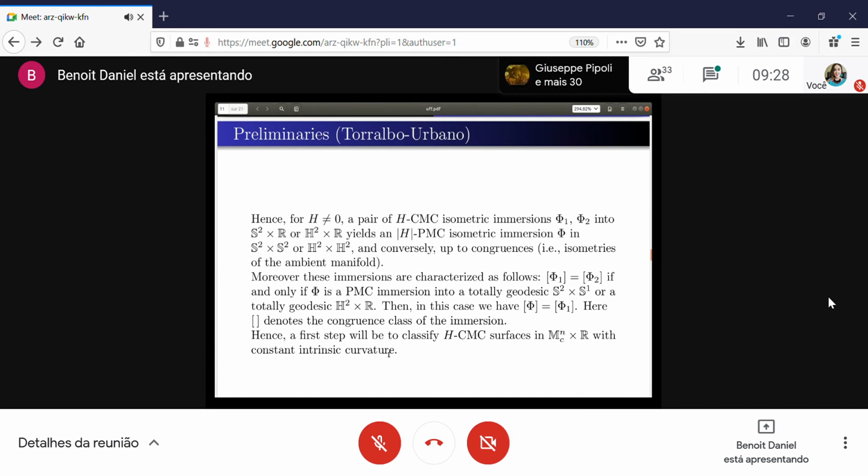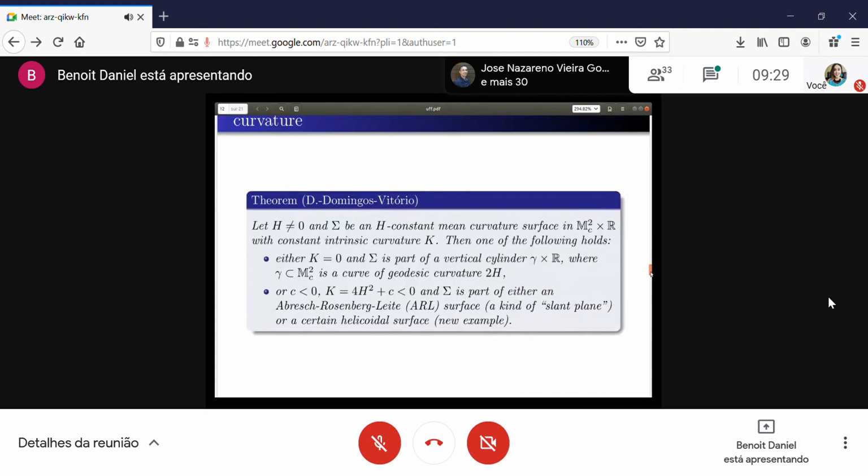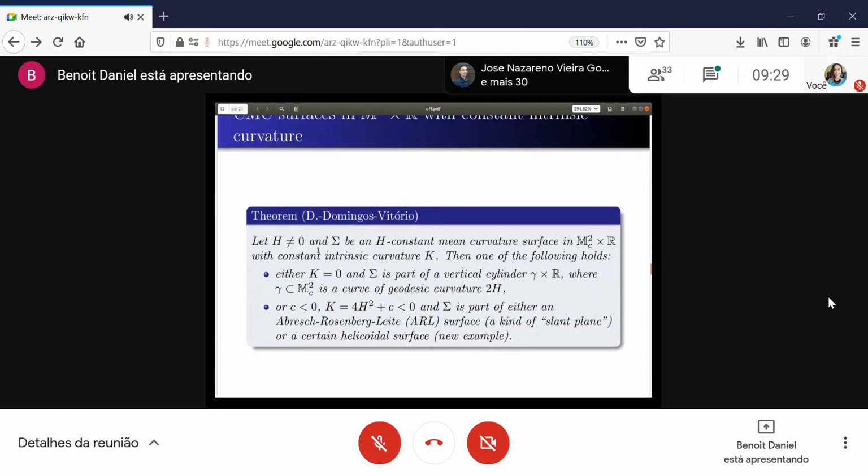Okay, so before classifying PMC surfaces with constant intrinsic curvature, we will try to classify CMC surfaces with constant intrinsic curvature in M2 cross R. Sorry, N here is 2. It's a misprint. And this is the first result here, which I'm not going to explain in detail. But we have the classification.